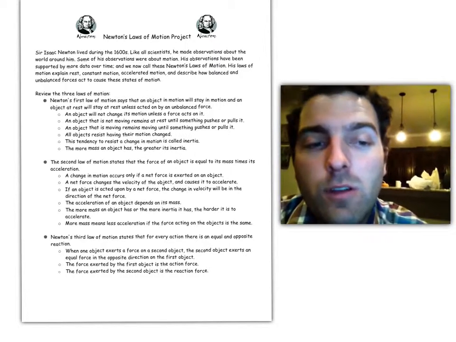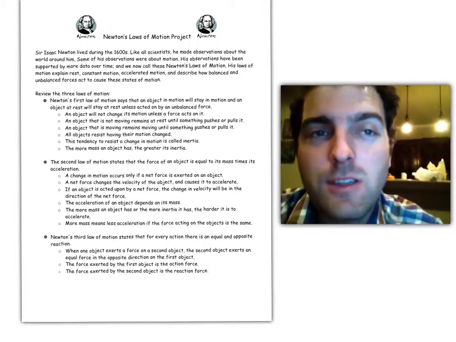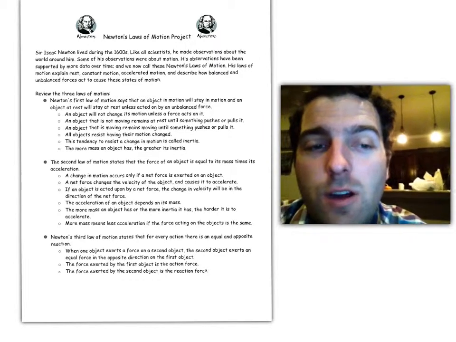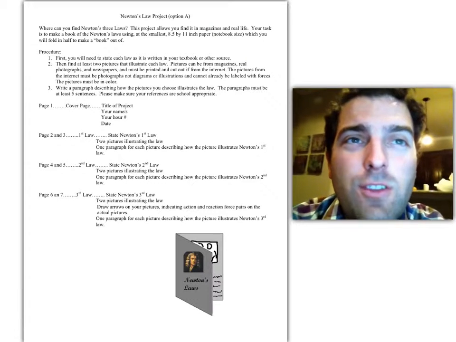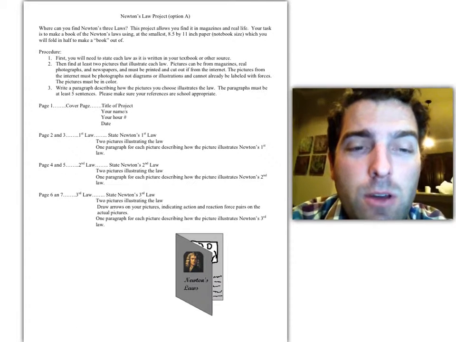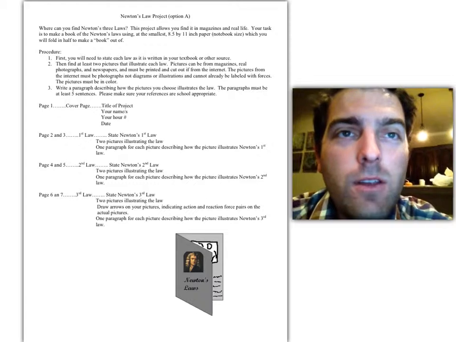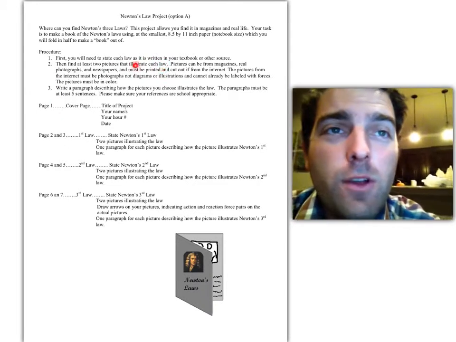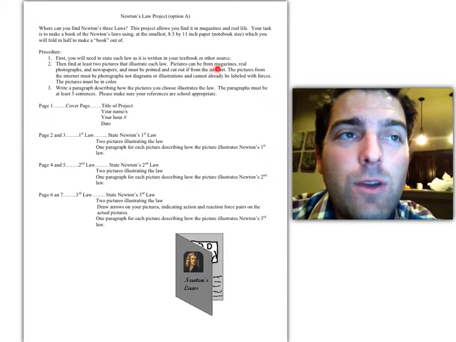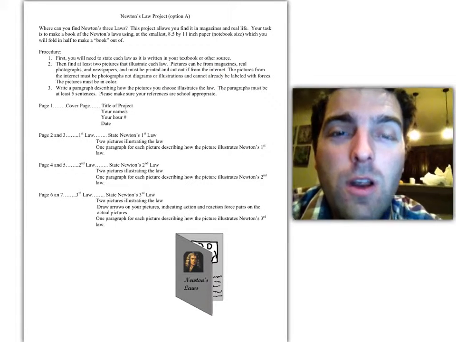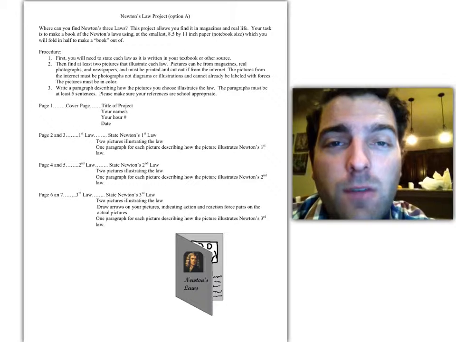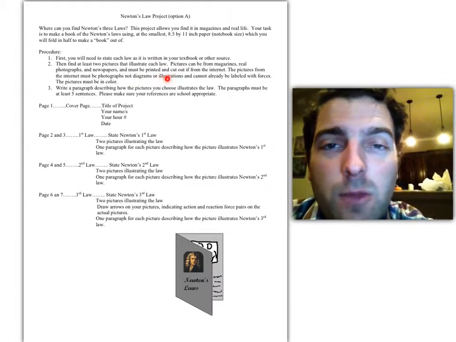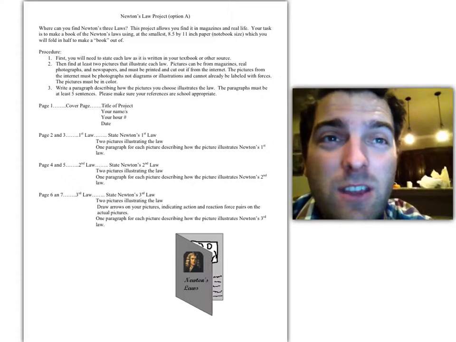So moving on to the next page. This first page is really just reviewing the three laws of motion. You should pretty much know what they are already. This is your first option, and that's to make a book. You're still going to do all three laws. You still have to state each law written in your textbook from your notes, or if you want to, you can get it from the internet, from another source, from physicsclassroom.com, whatever you want. They're all pretty much going to say the same thing.